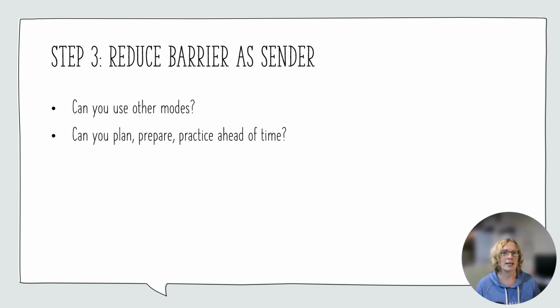So if they're impacted, can I use a different mode to offset it so then that barrier won't be there? And if that's not the case, is there something I can do ahead of time that I can plan or prepare or keep in the back of my mind as I'm communicating to make sure that I'm reducing these barriers?